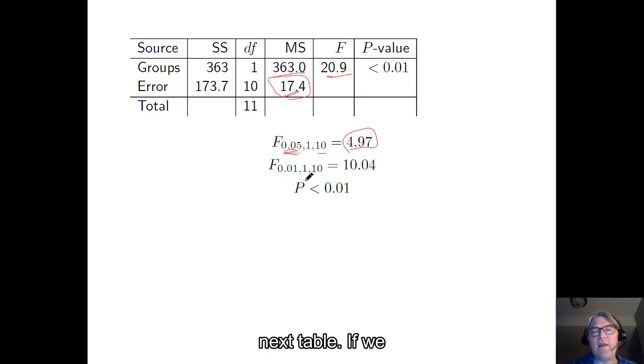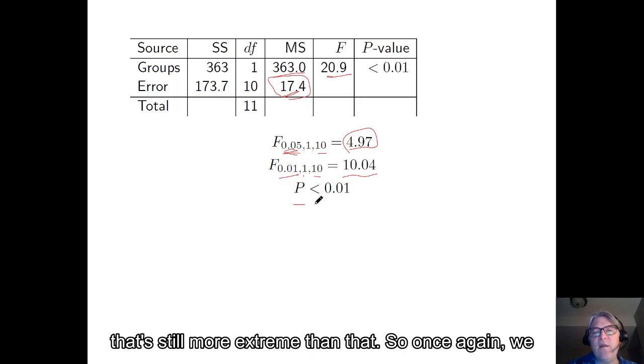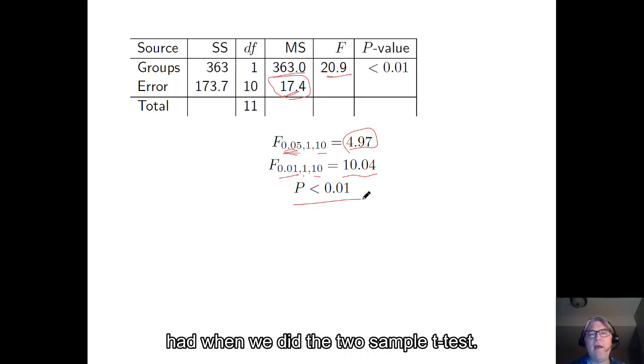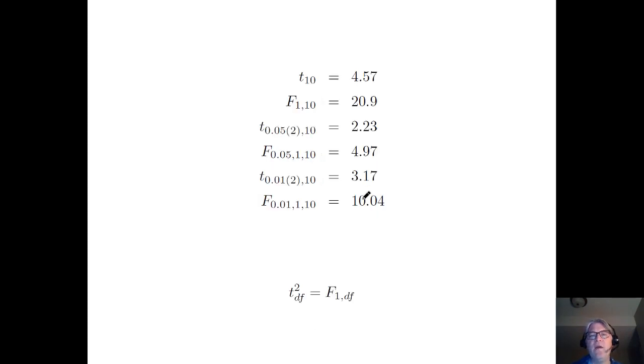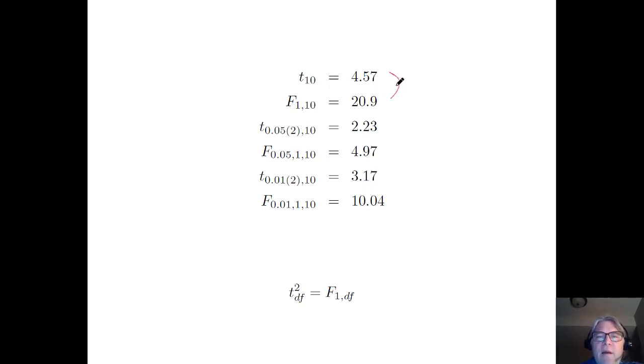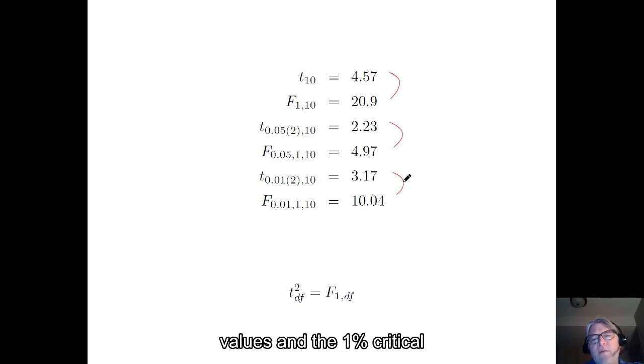We want to go ahead and look at the next table. If we look at the 1% level alpha, we get the same degrees of freedom, 1 and 10. We get 10.04, and that's still more extreme than that. So once again, we say that the p-value is less than 0.01, which is the exact same conclusion that we had when we did the two-sample t-test. And here are the summaries of the test statistics that I calculated from the data, and the 5% critical values and the 1% critical values for the T and the F respectively.